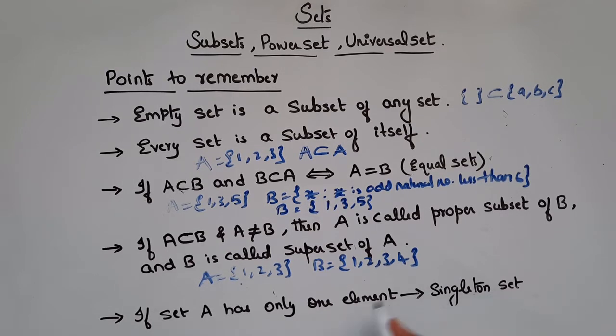So last we have, if set A has only one element, such a set is called a singleton set. Say for example we have a set A with only one element. Let's take element I. Such sets are called singleton sets. I hope these points are clear. Now let's see one small example, but before that pause the video and note this down.